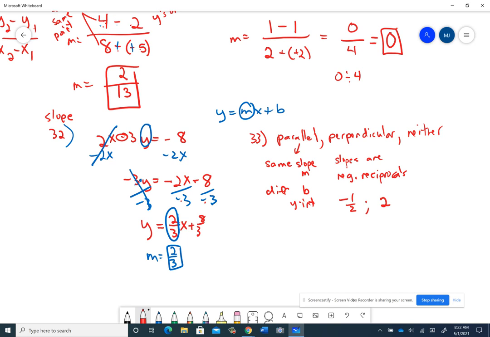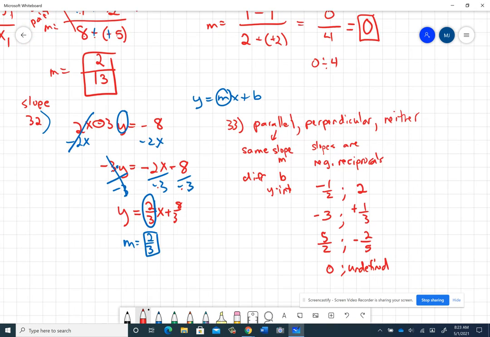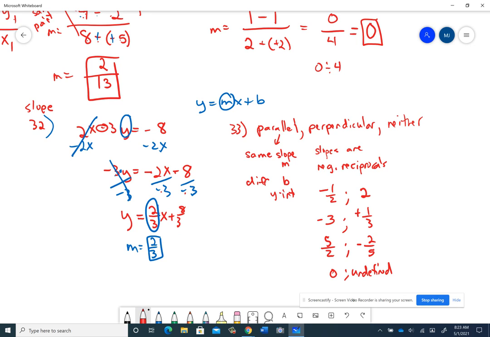If one of them is 3, the other would be negative 1/3. If one is 5/2, the other would have to be negative 2/5. Okay, and if one is 0, the other would be undefined. All right, and if they're not negative reciprocals of one another or the same, then you've got the neither case. See, parallels like this, perpendiculars like that, and neither is going to be things that intersect, but maybe not at right angles.